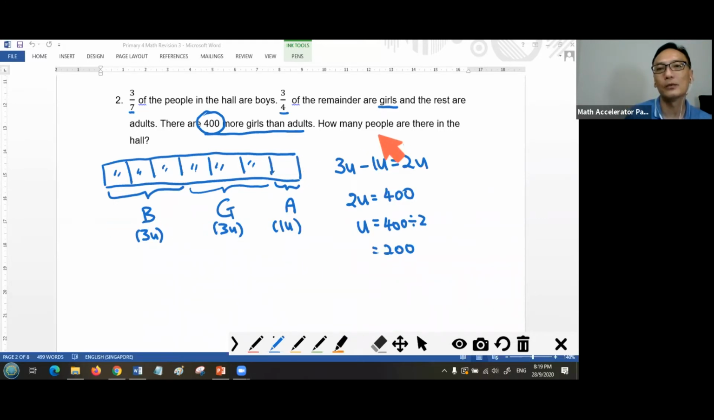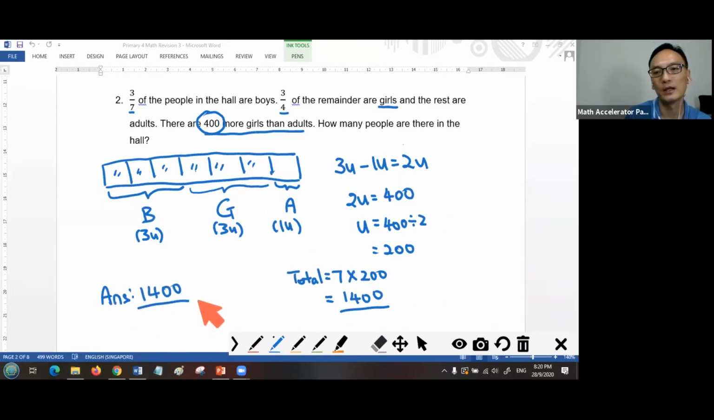Next, we're going to find how many people there are in the hall. As we recall, we have 7 units here. If you're not sure, we can count again. 1, 2, 3, 4, 5, 6, 7. So the total will be 7 units. So 7 multiplied by the value of 1 unit, which is 200, and in the end we will have 1,400. So your answer for this question will be 1,400.